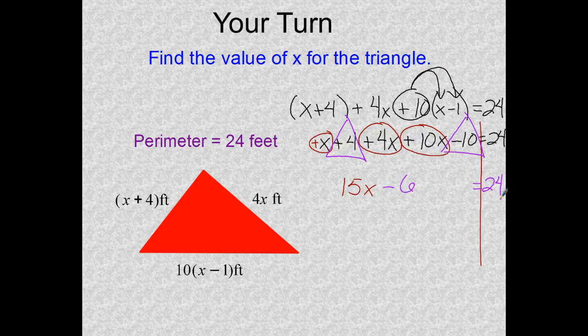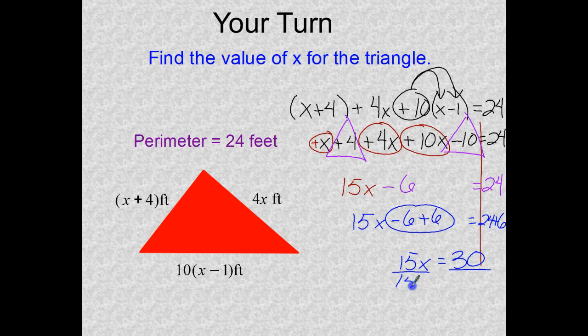It's time now to jump to the other side with our terms. I see that I have a negative 6 constant on the left and a 24 constant on the right. So let's do our two-step equation here. Opposite of subtracting 6. So 15x minus 6 added to 6, and 24 added to 6. I think you're with me here by now. So 15x is equal to 30. So we have now found the x value of being 2.